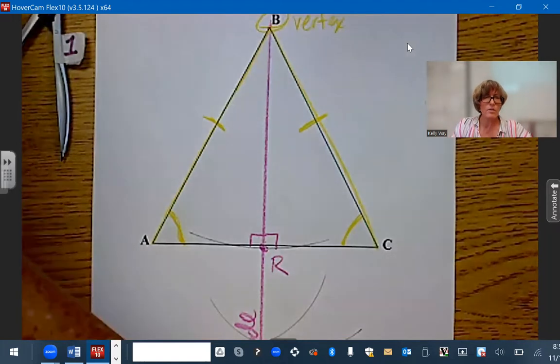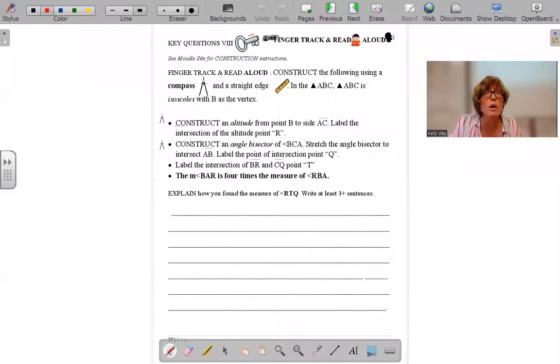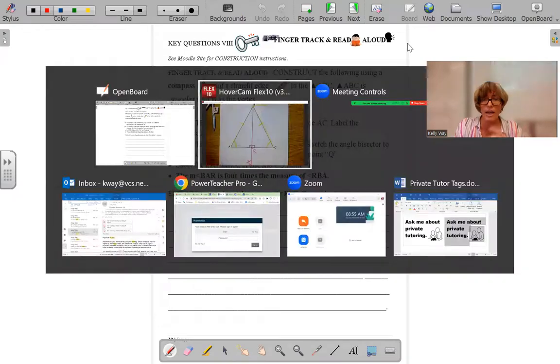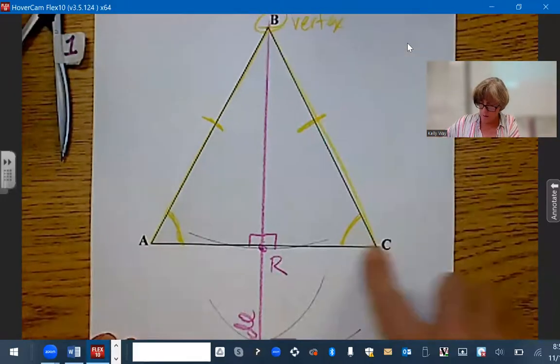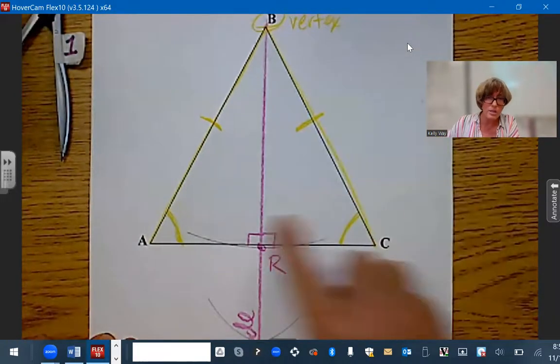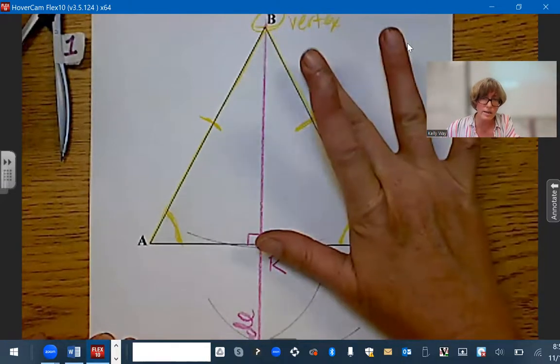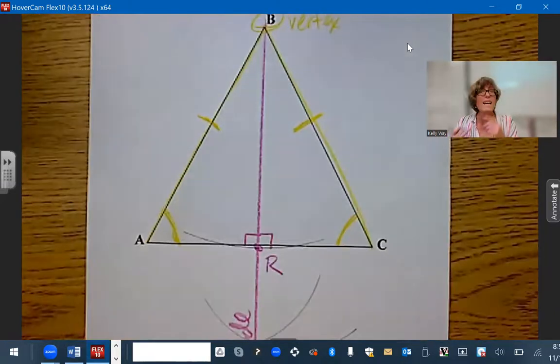Next, it says construct an angle bisector of BCA. Stretch the angle bisector to intersect AB. Label that intersection Q. BCA, an angle bisector. This is BCA. So we're going to bisect this angle. Bisector is a smiley, dimple, dimple.